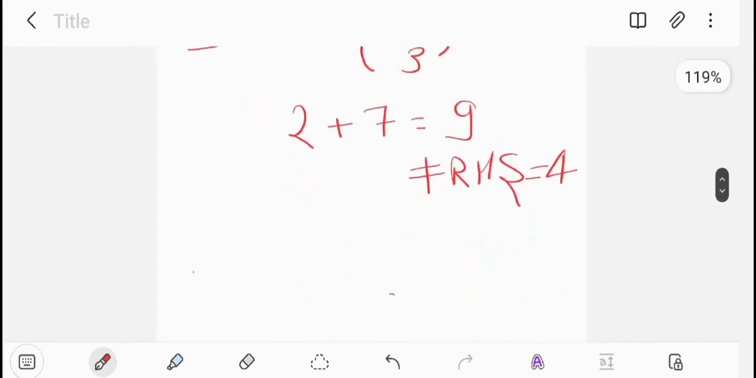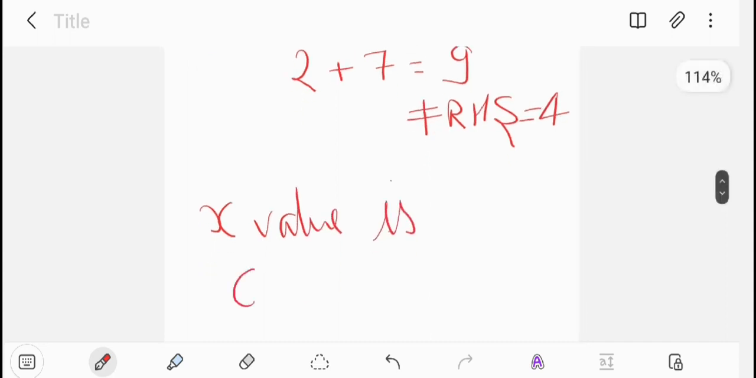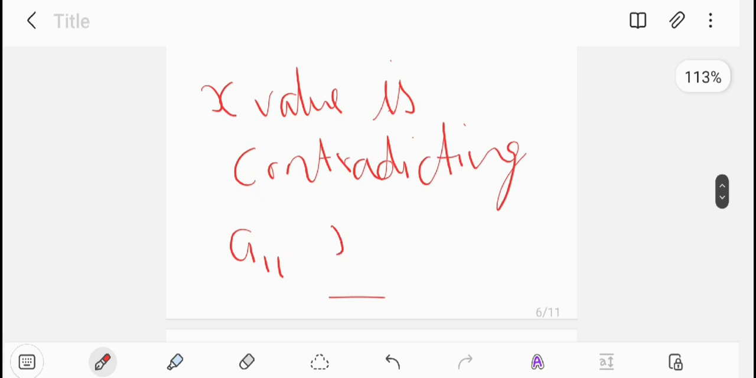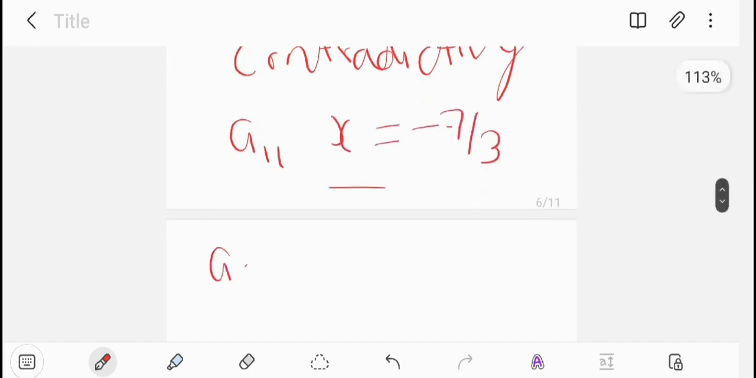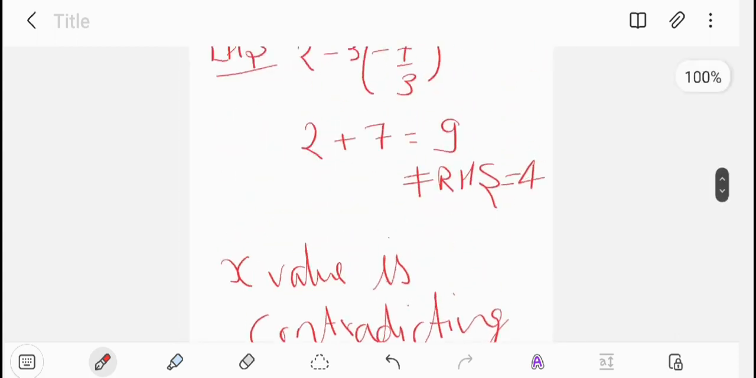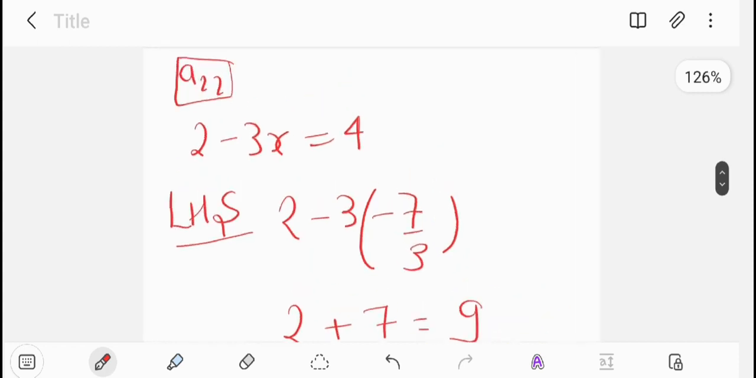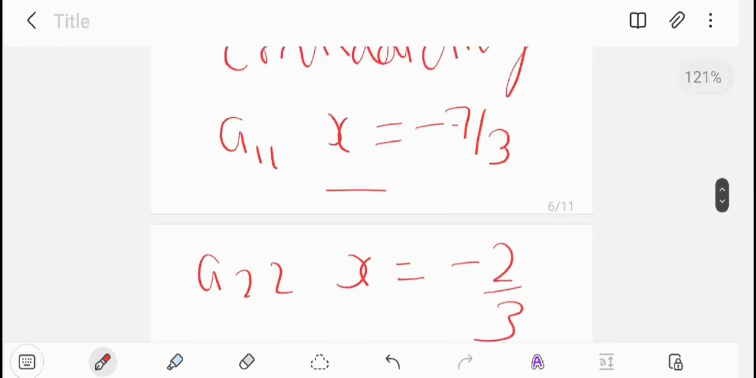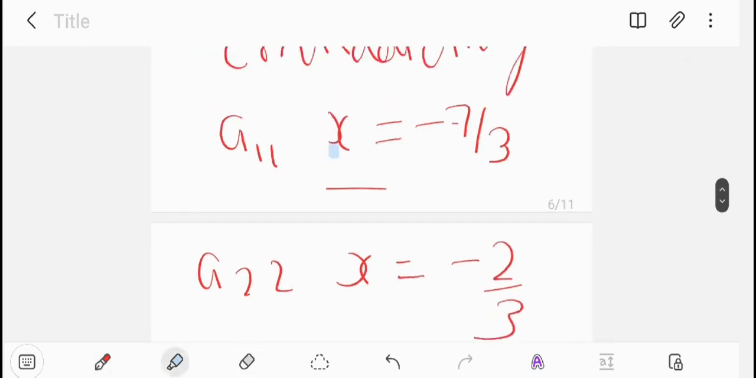That means that the x value is contradicting at two positions. For A11, x is equal to minus 7 by 3, but for A22, if I calculate it from here, what do I get? I will get that x is equal to minus 2 by 3. So these two values are different. This is not possible.